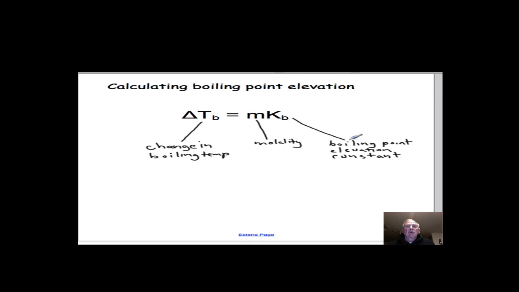So to calculate the boiling point elevation, we use the following equation. The change in the boiling temperature, delta T sub B, equals the molality of the solution, m, times the boiling point elevation constant, which is dependent on what solvent we're talking about. For water, this constant is a value of 0.512 degrees C per molality. So it's a fairly easy equation to use.